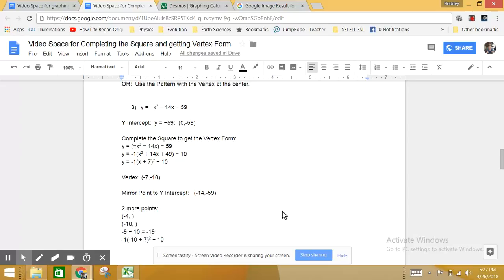Okay, let's try that here. So negative 10 plus 7 is negative 3. Negative 3 squared, or negative 3 times negative 3, is 9. 9 times negative 1 is negative 9. And then I've got negative 9 minus 10, which again equals negative 19. So my two more points are at negative 4, negative 19, and negative 10, negative 19. And we can go ahead and plug them into the graph and see what it looks like.